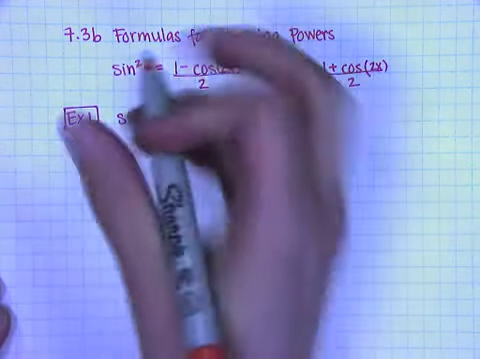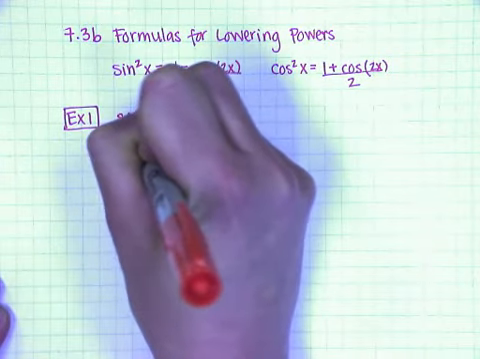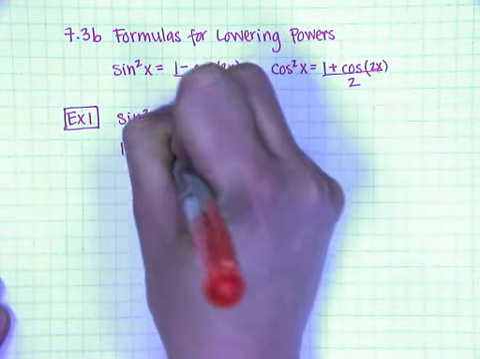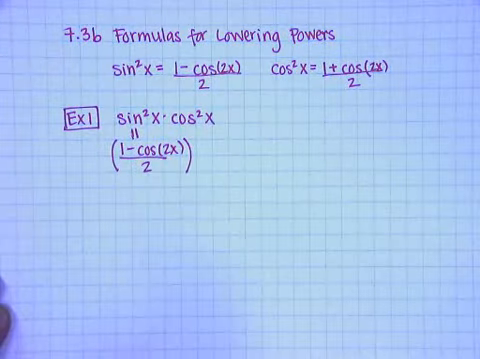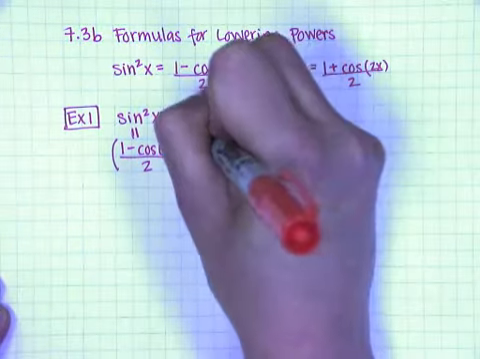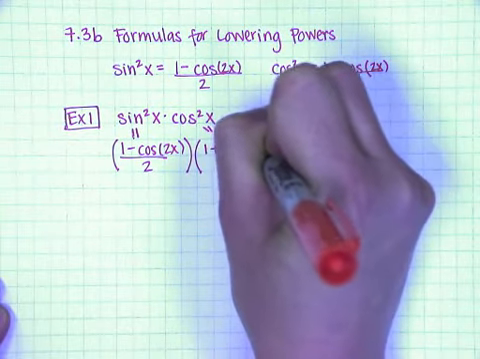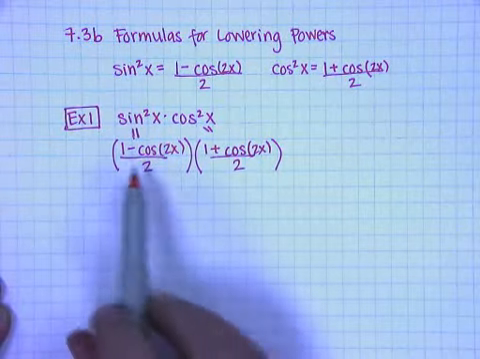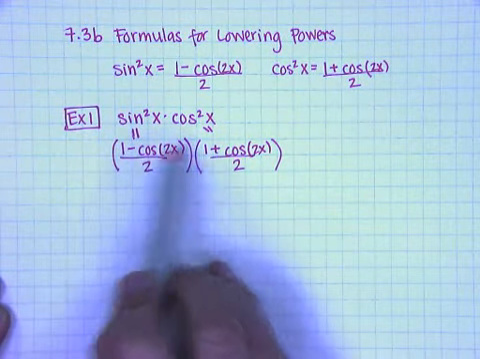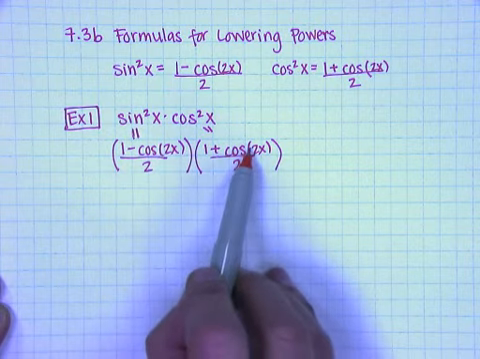Sine squared is equal to 1 minus cosine of 2x over 2. And since it's a quantity, I'm going to make sure to put parentheses around it. And then cosine squared x is equal to 1 plus cosine 2x over 2. And now I would need to FOIL these out. 1 times 1, 1 times cosine 2x, negative cosine, right?